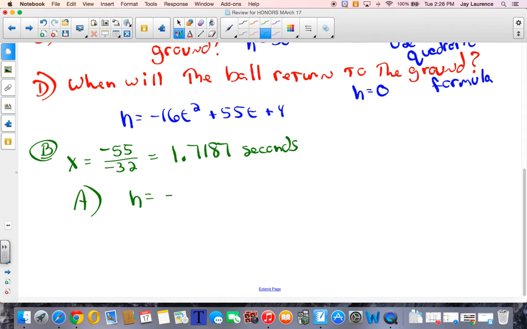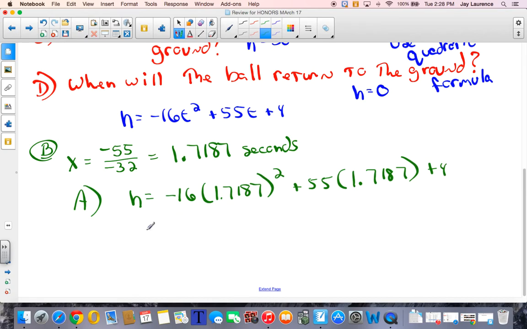Okay, so now I'm doing part A. And I do part A by substituting this number in for t. So h is going to equal, and I'm going to go to my calculator, -16 times 1.7875 squared plus 55 times 1.7875 plus 4. All right, so it looks like the height is going to be about 51.27 feet off the ground.